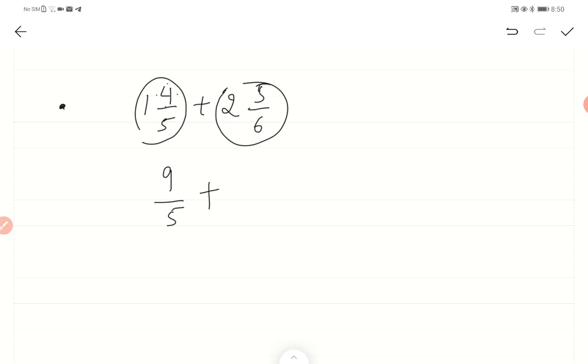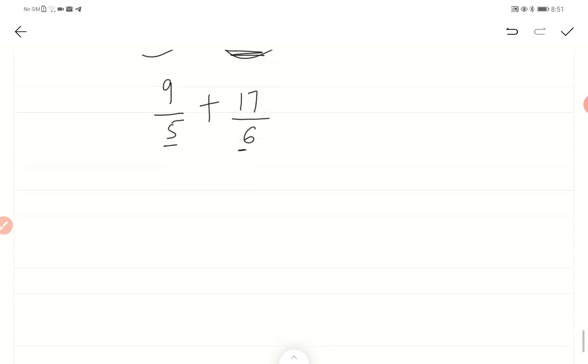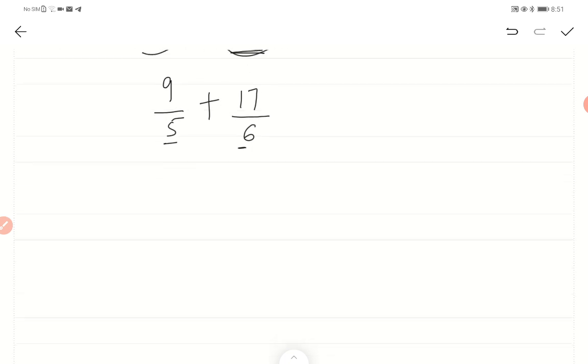Now tell me what is the improper fraction of this. Pause my video and do it and tell me. I hope you have done it. Verify yourself. 6 twos are 12, 12 plus 5 is 17. 17 by 6. So now your denominators are different. So what you need to do is get your LCM. If you take the LCM of these two, you will get 30. 6 fives are 30. So my LCM is 30.